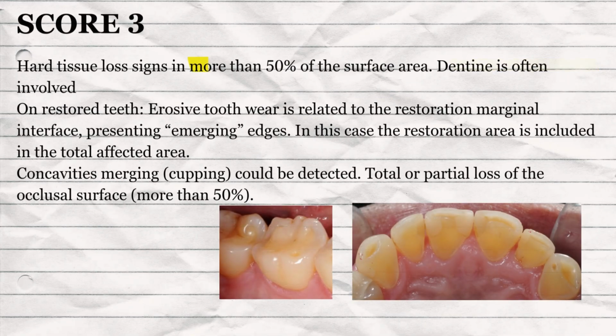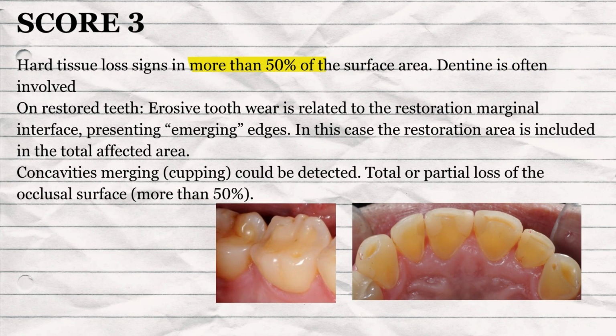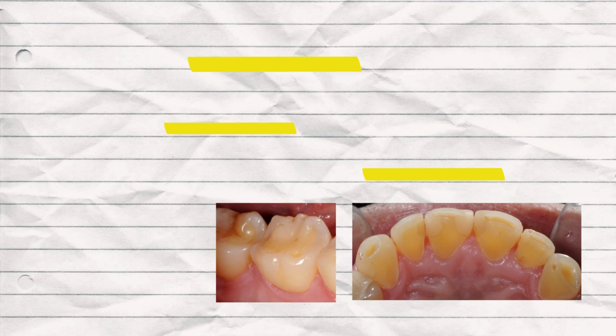Score 3 means severe tooth wear. More than 50% of the surface is lost, and dentine is usually exposed. Concavities may merge together, and in some cases, there's total or partial loss of the occlusal surface. On restored teeth, look for wear around the restoration edges. Include that area in the total affected surface.